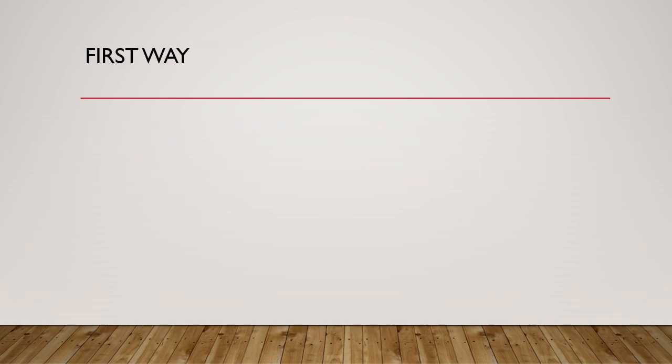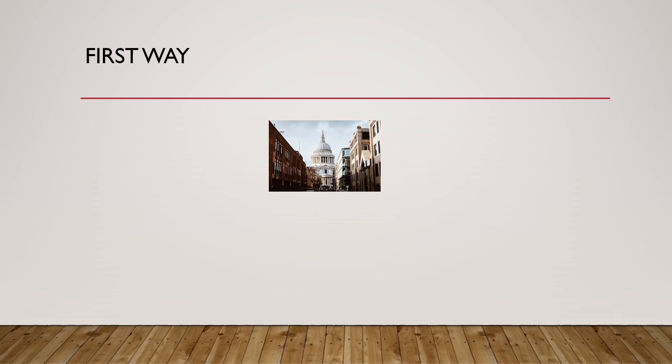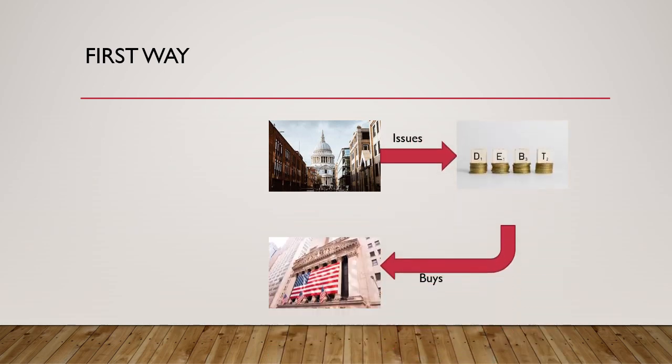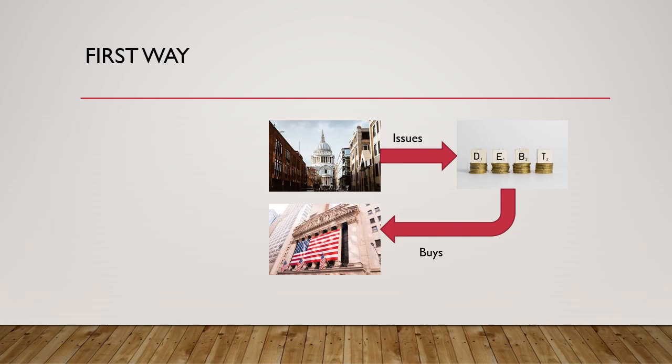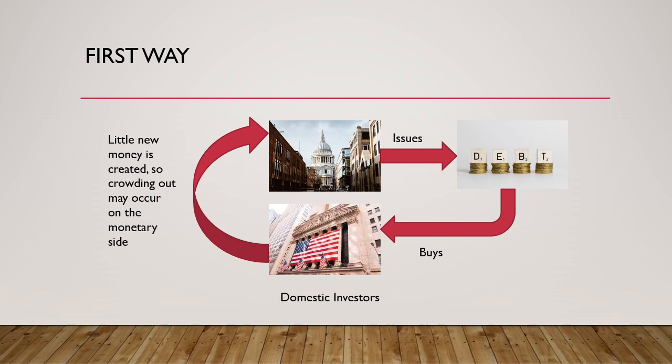Now, in the first way, the government issues debt in the market. This debt is bought by the domestic private investors. Now, it's the domestic private investors' money that funds the fiscal deficit of the government. In this case, little new money is created in the economy, and because of that, what we call the phenomenon of crowding out may occur, at least on the monetary side.